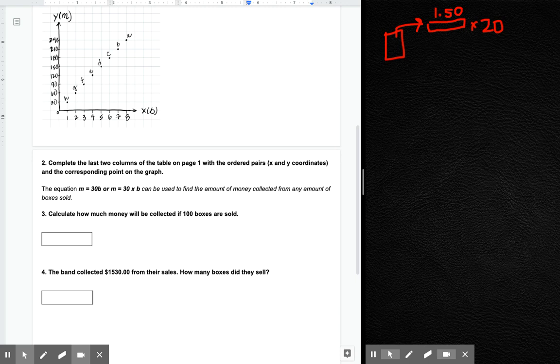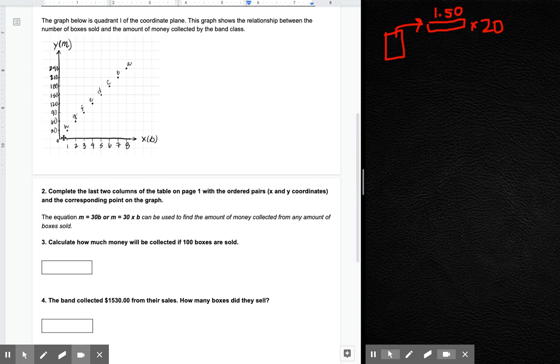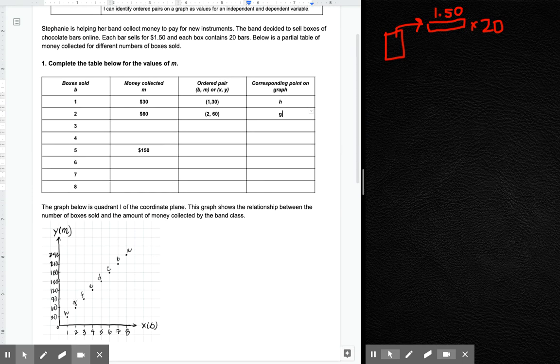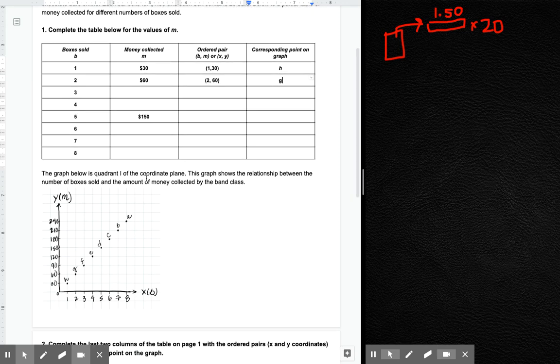So now we're looking at an equation that actually represents what's going on in this graph right here, and also in this table. So it's like writing a rule, right? What it's saying is that for any amount of boxes that is sold, you're always going to multiply this number by 30 to get the output value, or the y-axis value.